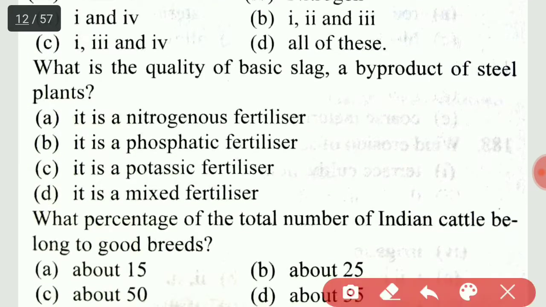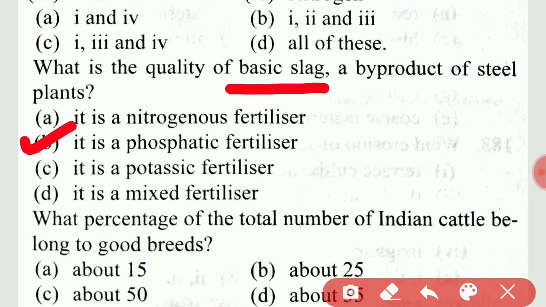Next, what is the quality of basic slag, a byproduct of steel plant? The right option is option B. It is a phosphatic fertilizer.